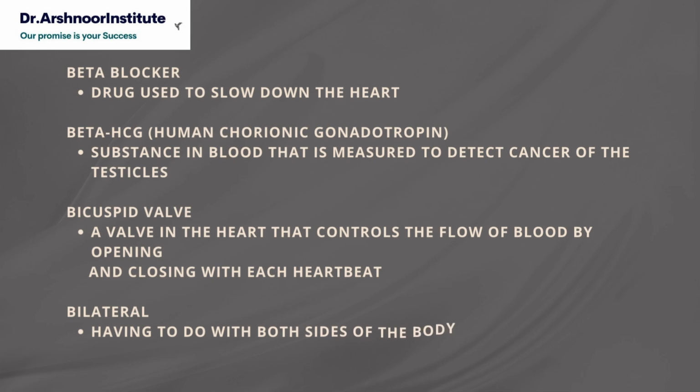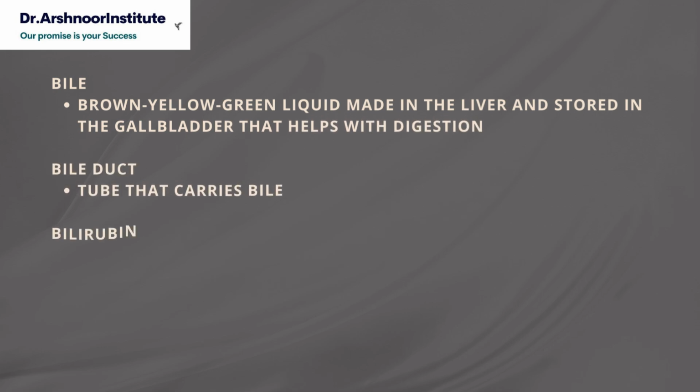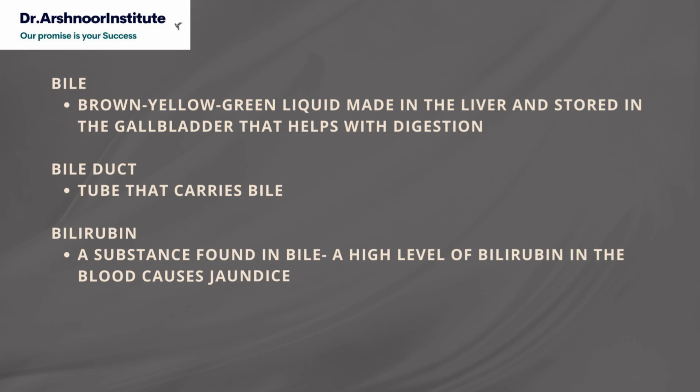Bilateral. Having to do with both sides of the body. Bile. Brown yellow-green liquid made in the liver and stored in the gallbladder that helps with digestion. Bile duct. Tube that carries bile. Bilirubin. A substance found in bile. A high level of bilirubin in the blood causes jaundice. Binocular. Having to do with both eyes.